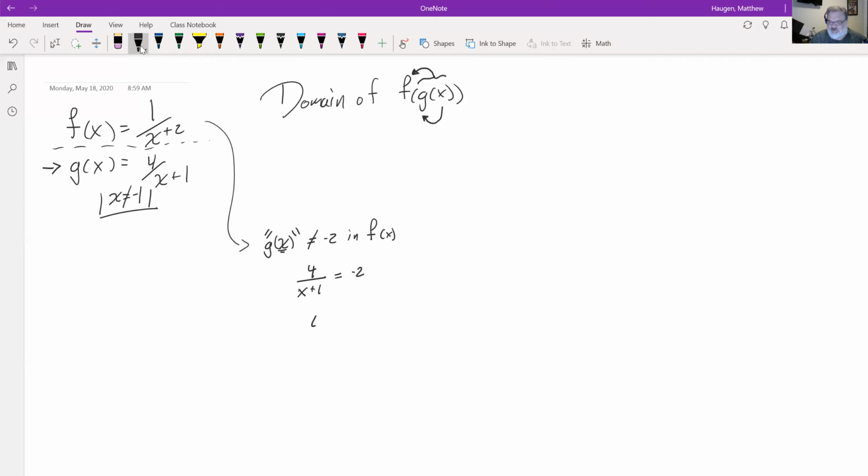g of x is negative 2 when 4 is equal to negative 2 times x plus 1. So 4 is equal to negative 2x minus 2. So 6 is negative 2x. So when x is negative 3. Fair?